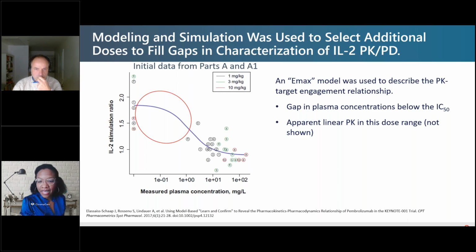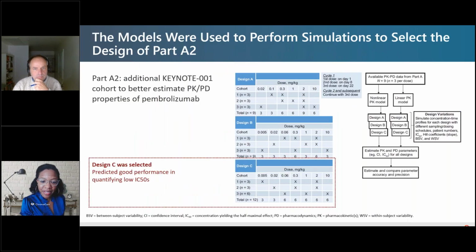So the data collected in parts A and A1 were therefore not considered sufficient to select the lowest dose for use in the larger patient populations in the study, and therefore more data were needed. So modeling and simulation using the data from parts A and A1 were used to guide the design of an additional cohort of the study, which would be called part A2. You can go to the next slide, please.